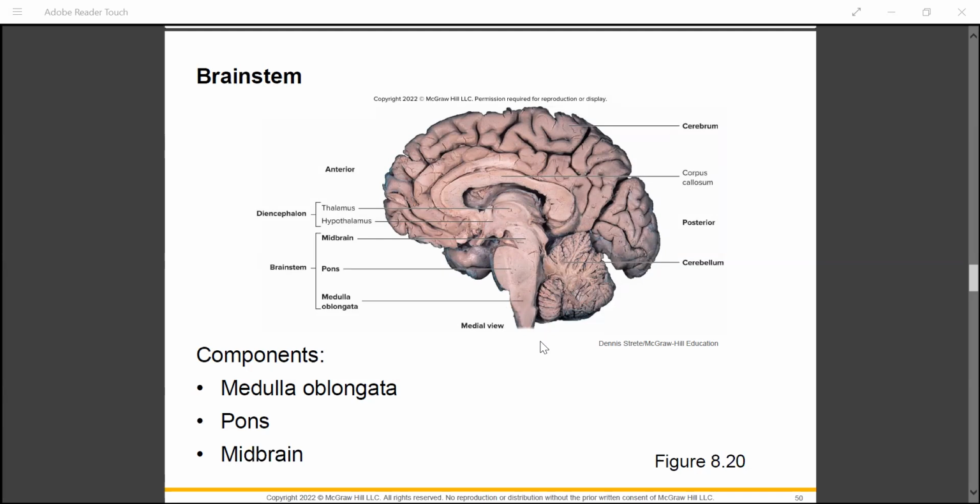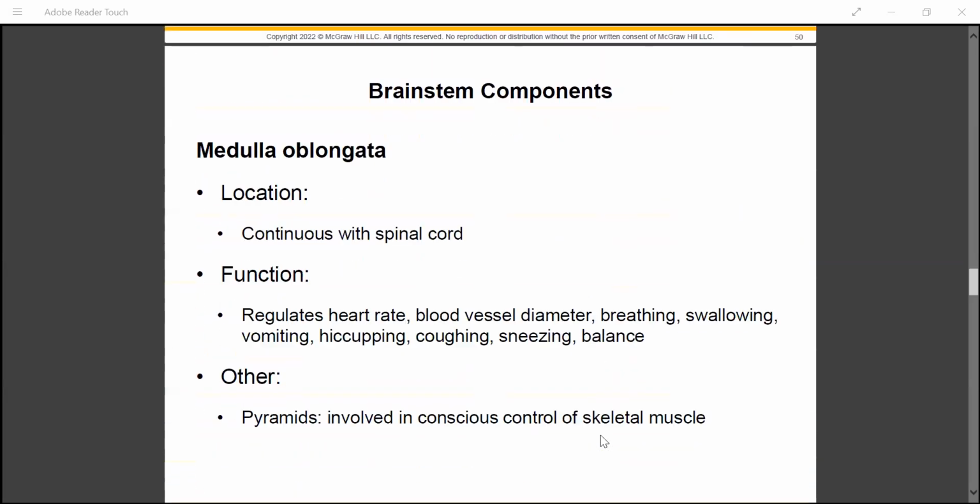Just to orient you guys, a lot of these brain slices show just one half of the brain. If we cut longitudinally, so we get right and left halves, a sagittal plane cut, then we can see inside one half of the brain. So we're looking inside of the brain.